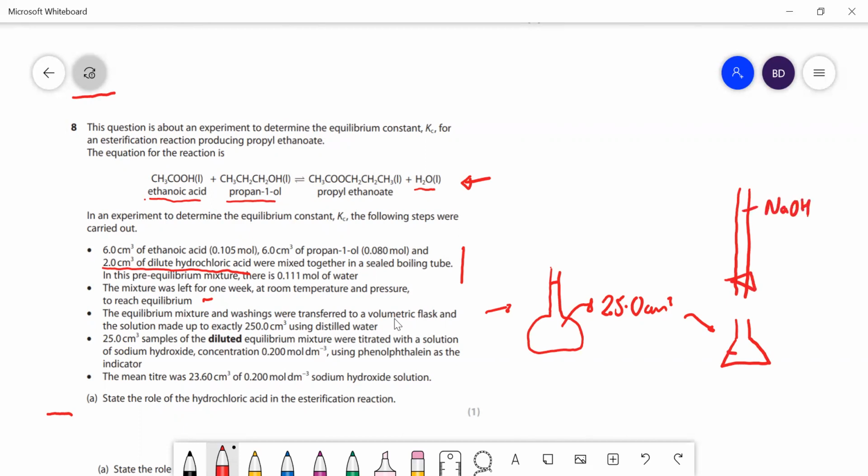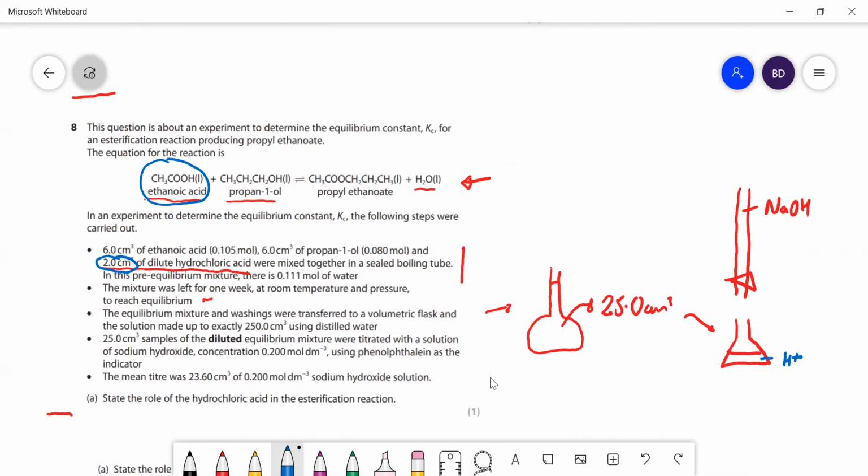Okay, so which acids have we got in there? We have to be careful because we're going to have ethanoic acid, but we've also got some of the hydrochloric acid, which they added as the catalyst. So we're going to have to work out the number of moles of H plus in there, and move on from there. We'll talk about that now.